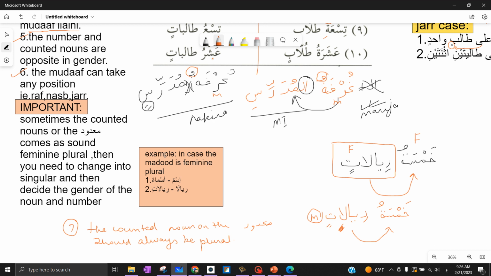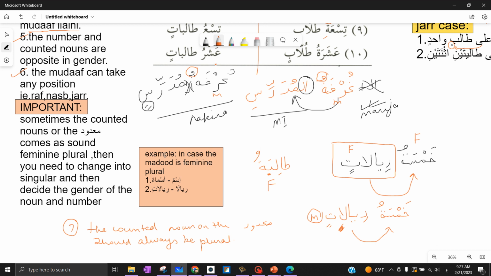But in this case, asharu talibatin. What about this counted noun now? Talibatin. If you go back to the singular form, it's talibah with a ta marbuta. It is already feminine, so you need not follow this rule. Talibah, talibatin. So the number should be opposite in gender.